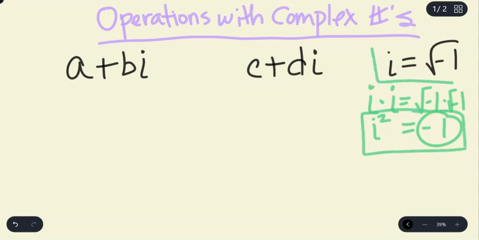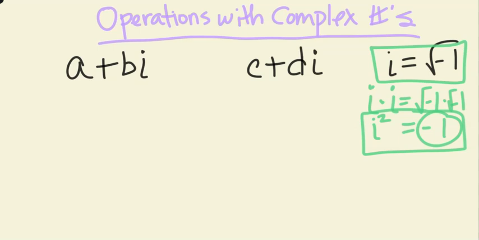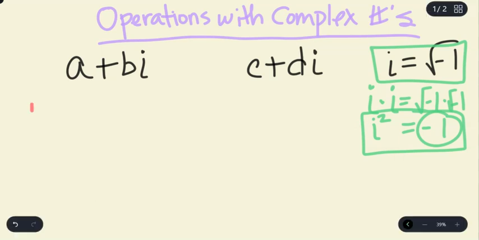And we need to keep these two ideas in our minds, because we're going to use that when we multiply complex numbers, because you're going to be multiplying an i and an i. So let's do an example. So let's start with the first example. Let's get right into it.